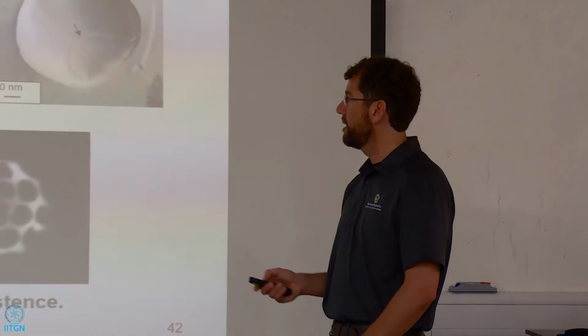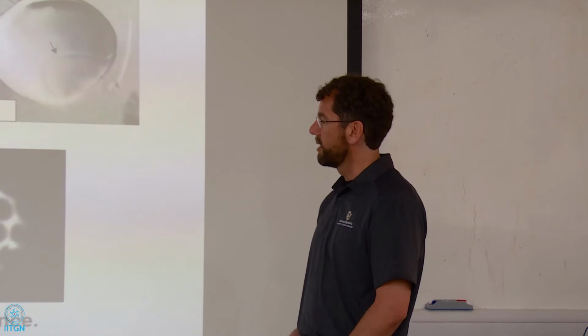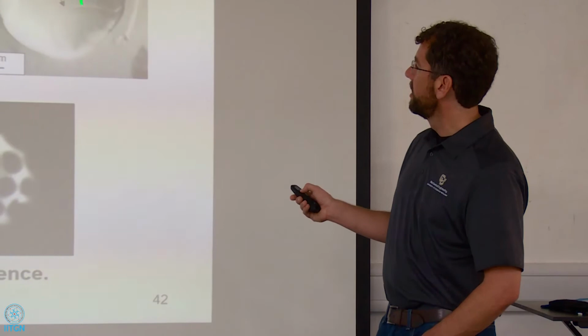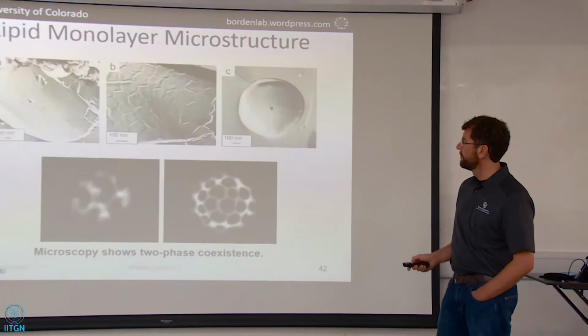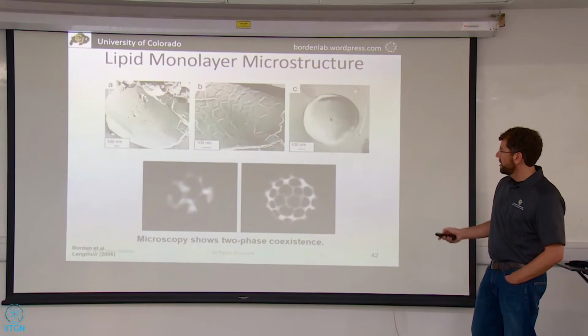All right, the bubbles have microstructure. These are freeze-fracture TEM images. These are fluorescence microscopy images. In both cases, you see these domains of lipid. They can be large and wrapped around the bubble. They can be individual. They can be packed together. And you see them on the bubbles. You have these dark domains surrounded by sort of light.